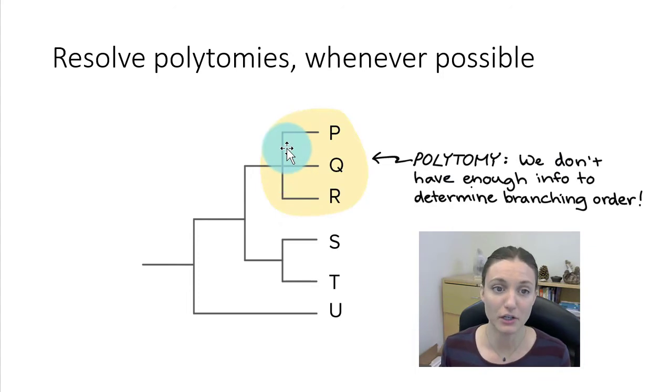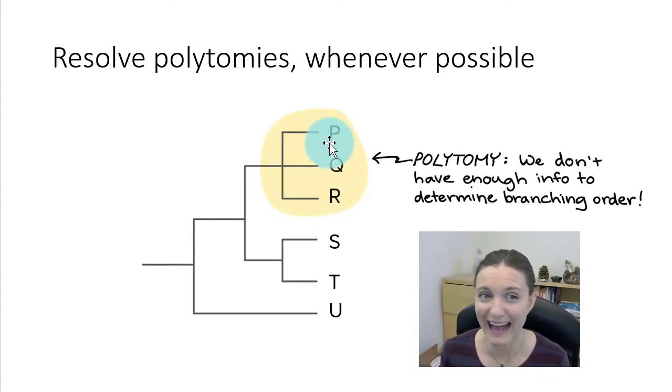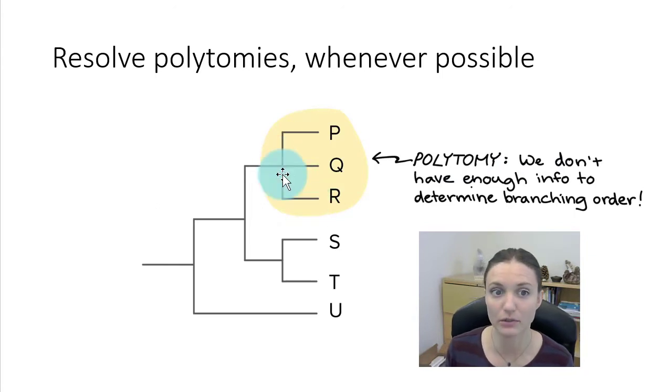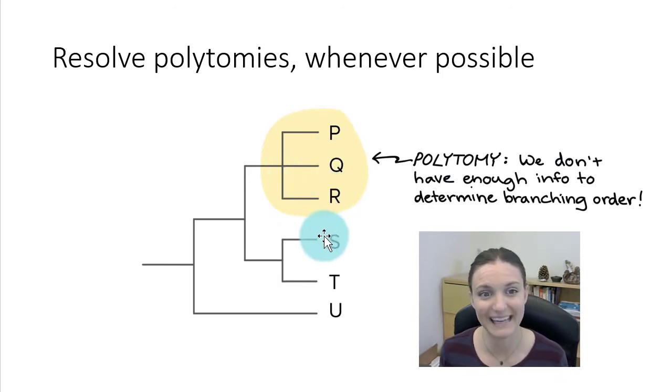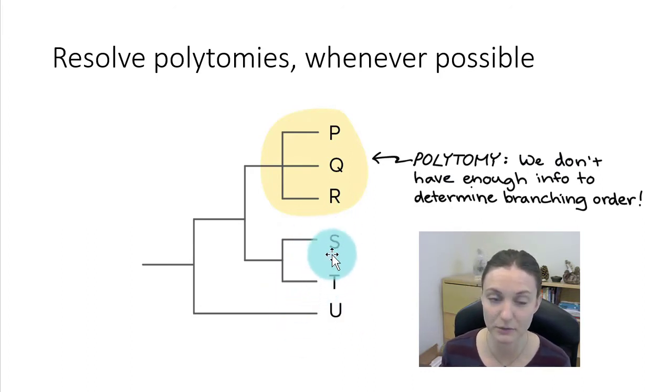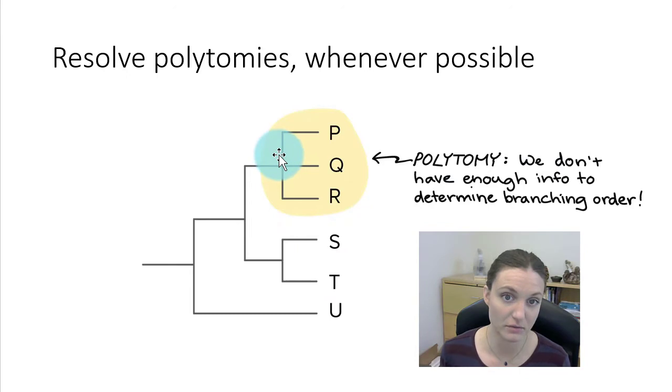And what that polytomy represents is that right now we don't have enough evidence to determine the order in which these species are related. So we don't know if P and Q are more related to each other, or maybe Q and R are more related to each other. We can't resolve it like this, right? Where we know S and T are sister taxa and U would be the outgroup. We would need more information to resolve this polytomy.